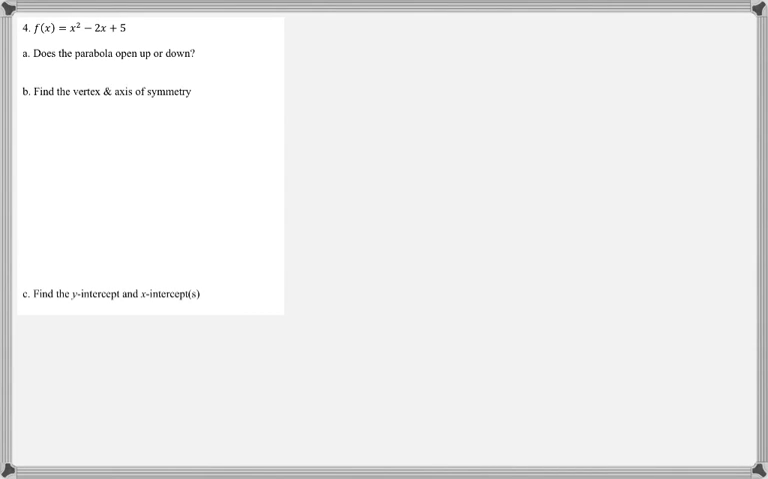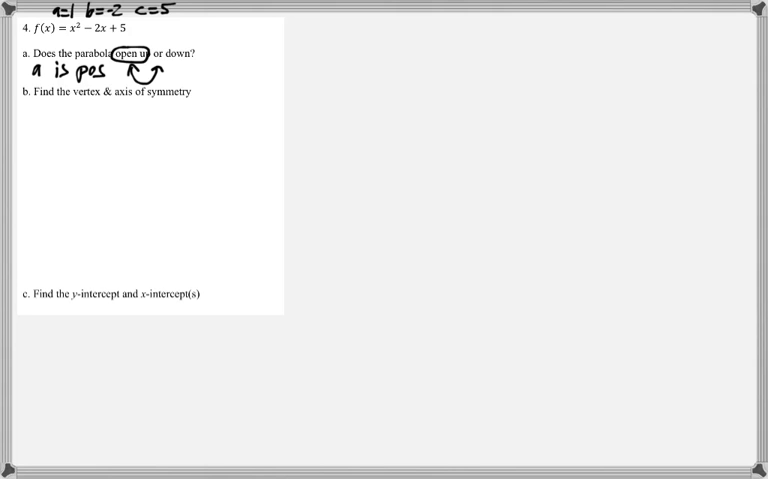On number 4, we're trying to analyze this quadratic. So my A is 1, my B is -2, and my C is 5. So does the parabola open up or down? Well, because A is positive, it's going to look like that. So it's going to open up.